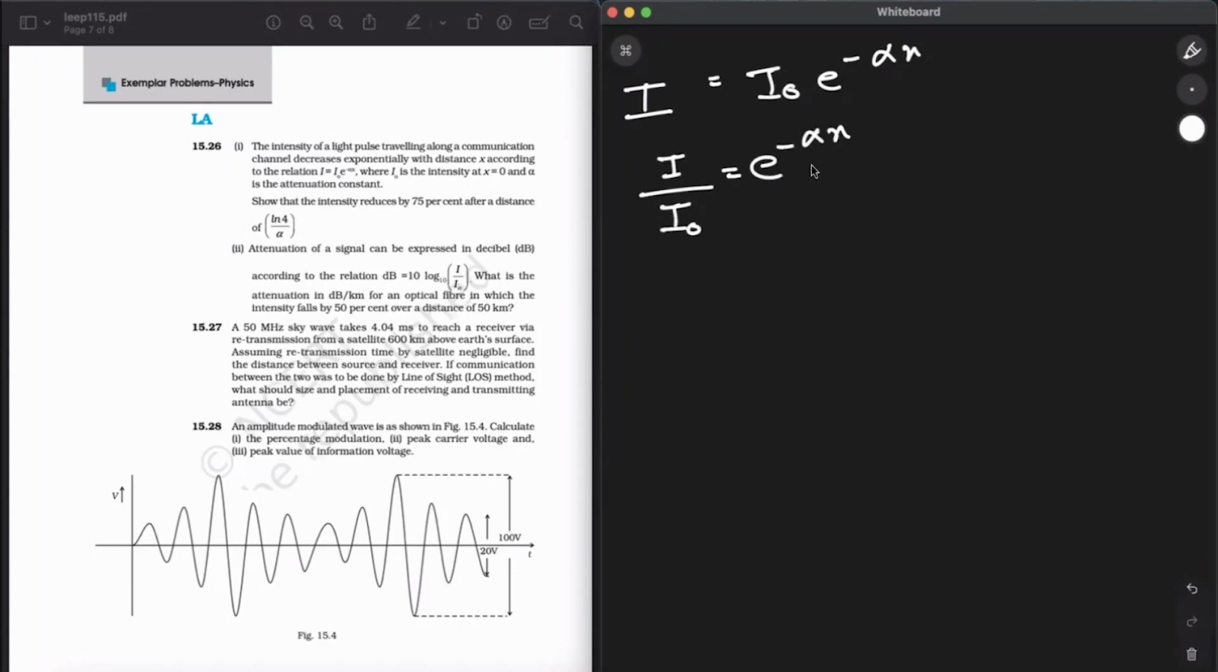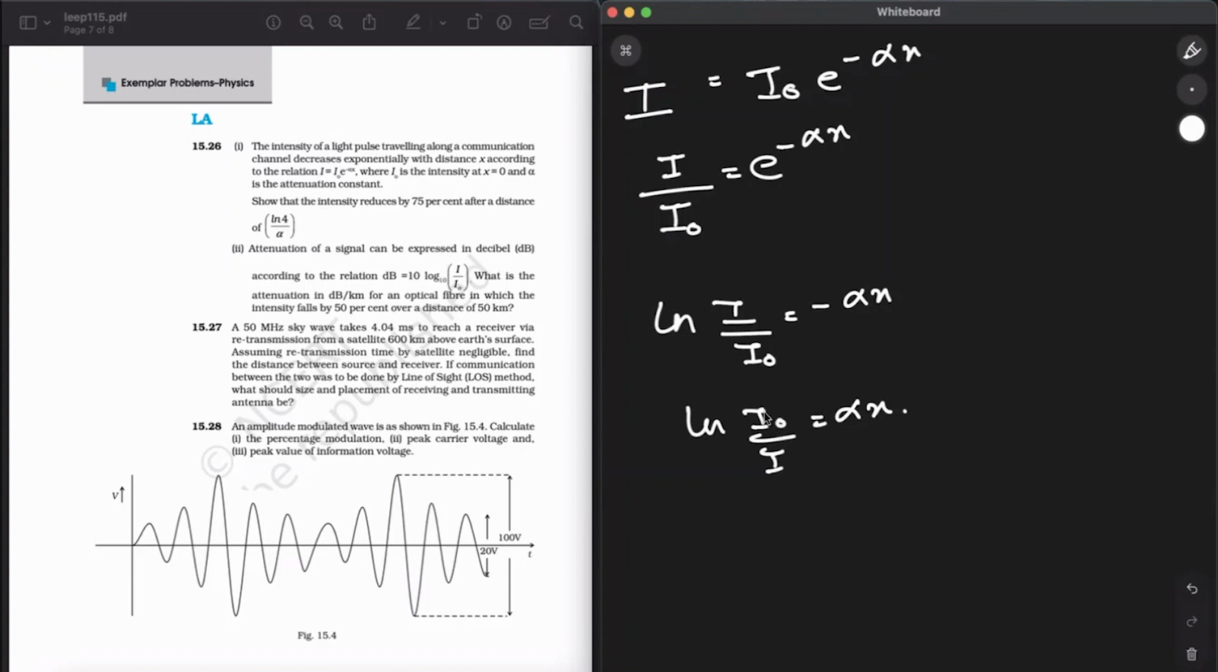Now I can take log over here. So ln I upon I naught is equal to minus alpha x, and ln I naught upon I is equal to alpha x.